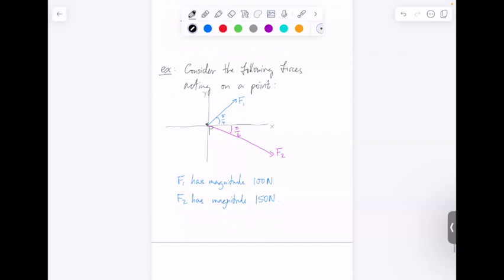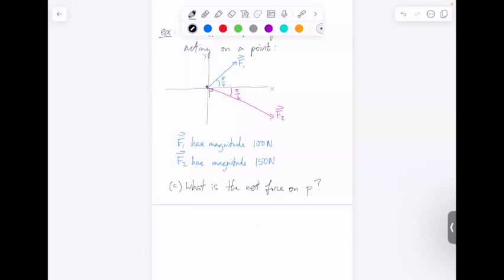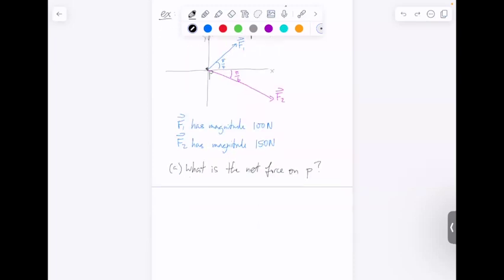And here are the questions. What is the, I should probably put arrows on top. These are all vectors, right? So F1, F2. What is the resultant force? I guess the net force. What is the net force on P in components? And B, what is the force, let's say G, that needs to act on P? So there is 0 net force.